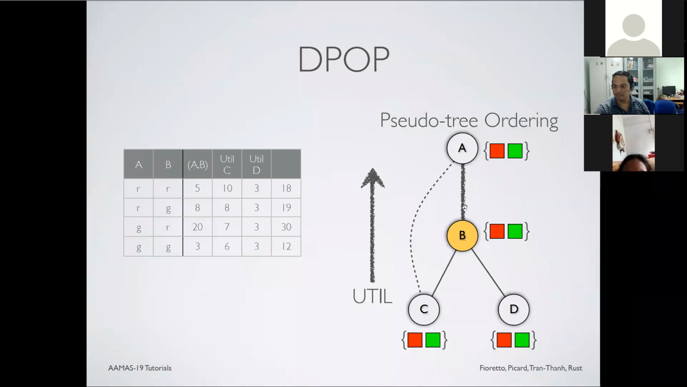So if we choose the path AB, take A value. A can be red, A can be green. If A is red, B can be either red or green. If A is green, B can be either red or green. Now, how do you compute the computation?